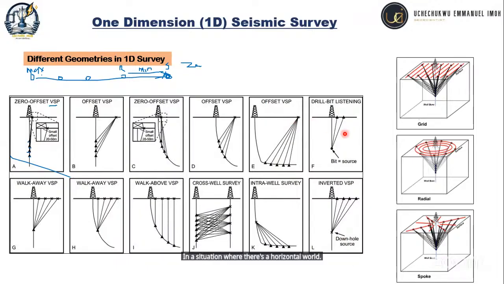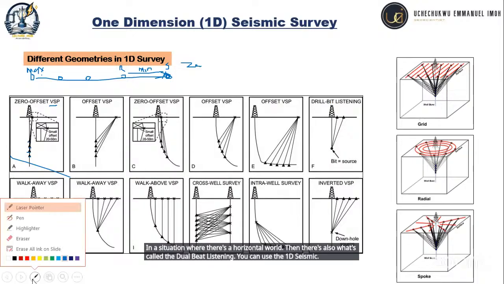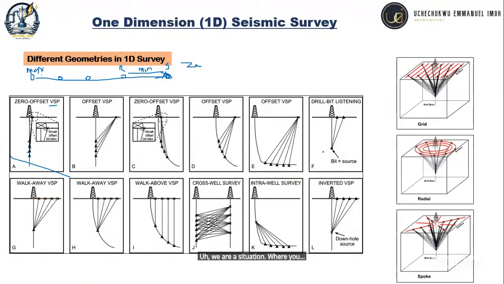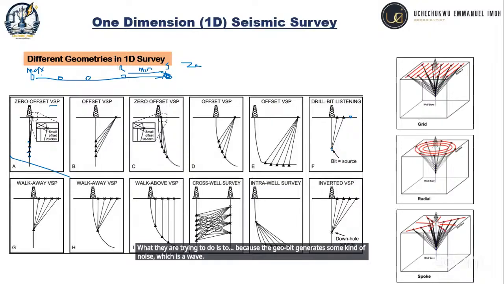Then there's also what is called the drill bit listening. You can use the 1D seismic during drilling operation to do your formation evaluation while drilling. In a situation where within the well, you have the drill bit carrying out the drilling operation, and on the surface, they put the receivers, okay? What they are trying to do is because the drill bit generates some kind of noise, which is a wave, or a sound, which is a wave.